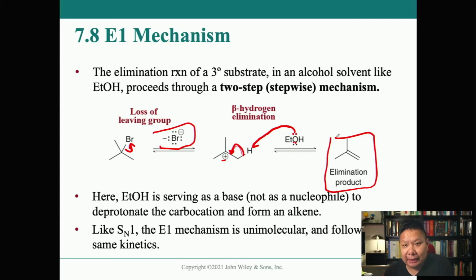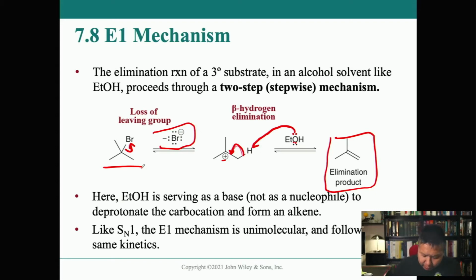Almost exactly the same thing as the E2, except the substrate, the alkyl halide, lost its leaving group on its own, right? We didn't have to have the base come over and deprotonate the beta carbon to form the bond to knock off the leaving group. Here, EtOH is serving as a base, not a nucleophile, to deprotonate the carbocation and form the alkene.